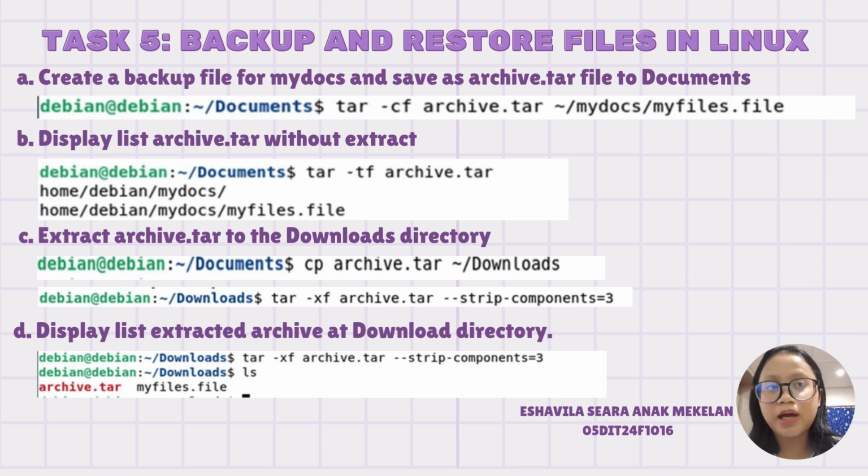In Linux, backup and restore are managed with the tar commands. Using tar cf creates an archive file, where tar tf lists its content without extracting. To restore, the archive can be copied with cp and extracted using tar xf, with options like strip-components to simplify the directory path. Finally, ls verifies that the file has been successfully restored.